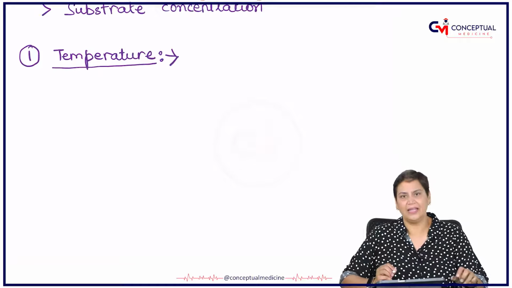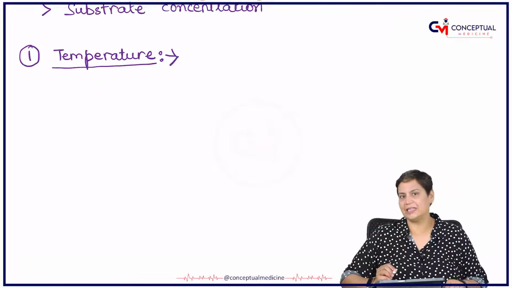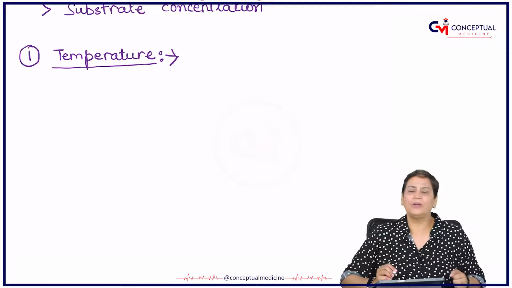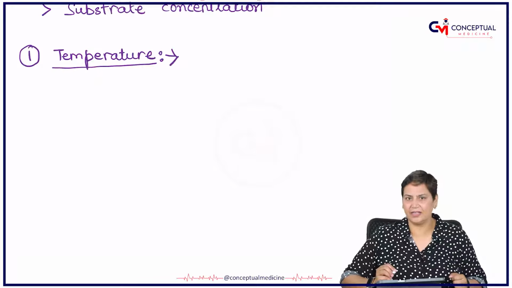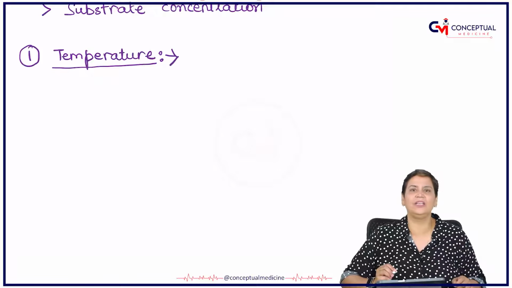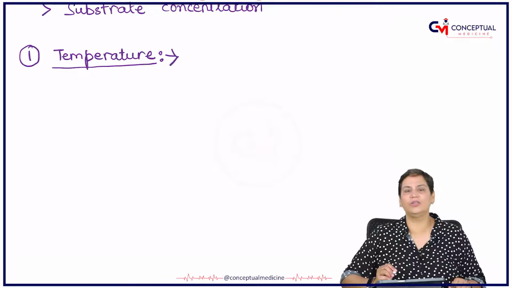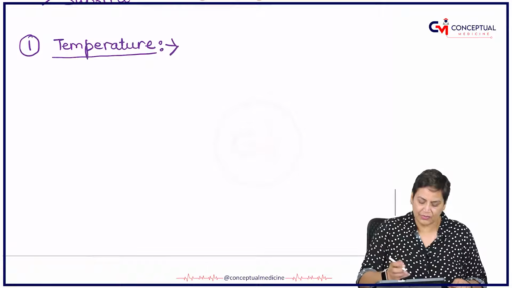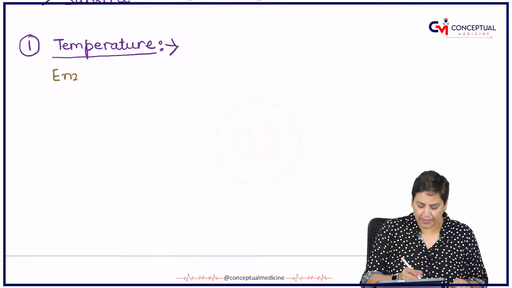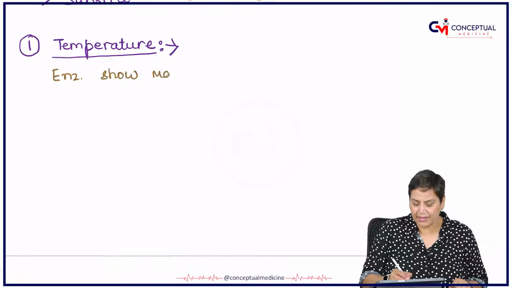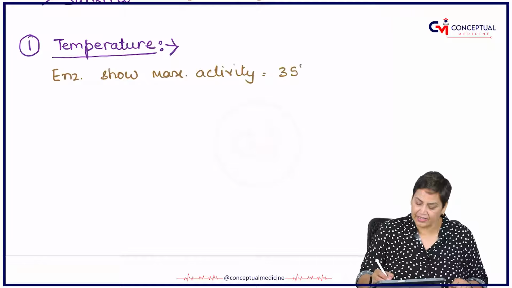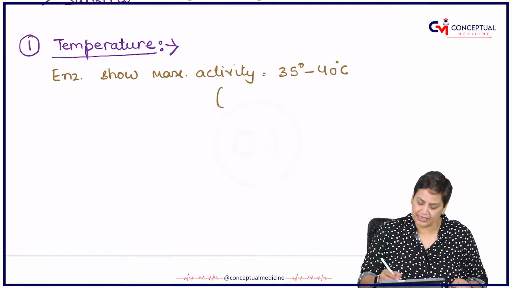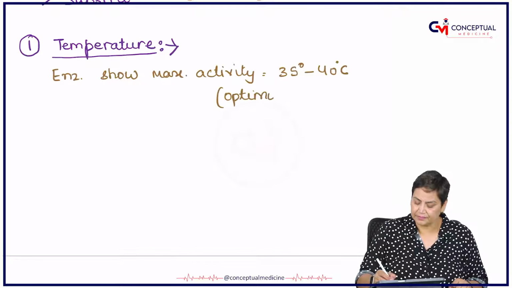Now, we all know that enzymes are actually catalyzing the biochemical reactions in the body. So, you can say the normal temperature of the body would be 35 to 40 degrees centigrade. So, how will the temperature affect? A slight increase or a slight decrease in the temperature is going to denature the enzyme. Obviously it is going to influence the activity of the enzyme too. So, I can simply say that enzymes show maximum activity between 35 degrees to 40 degrees centigrade, or this is the optimum temperature, or the temperature optima.